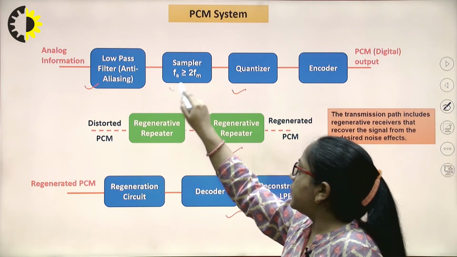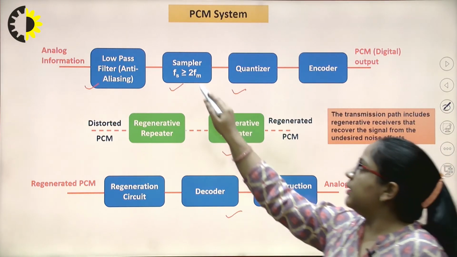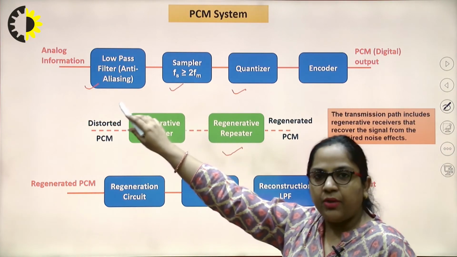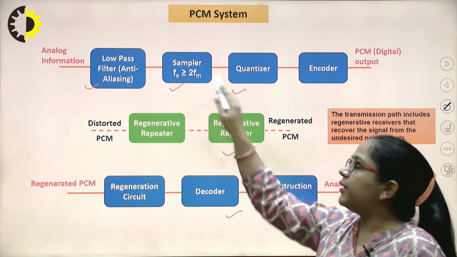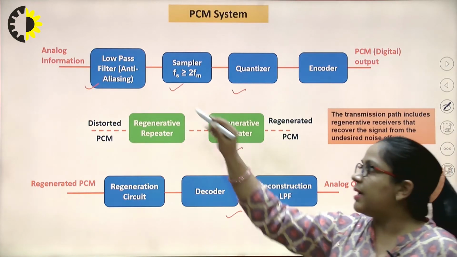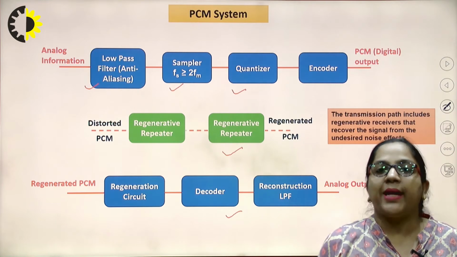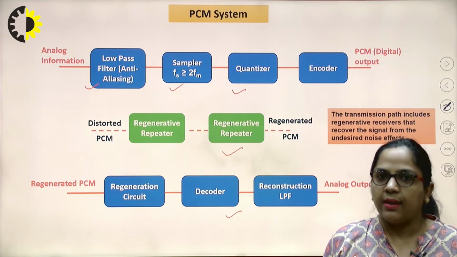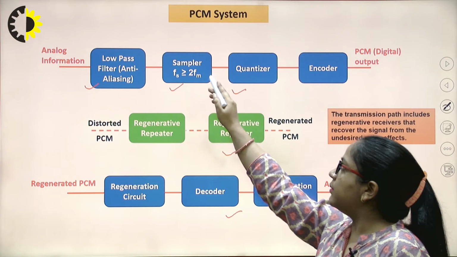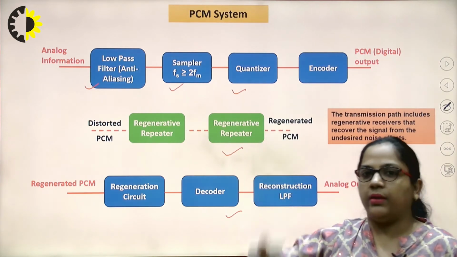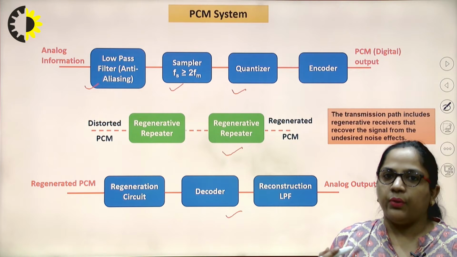This low pass filter will remove the unnecessary high frequency components present in the information. Then the next block in this process is the sampler. The sampler will perform the sampling of the incoming signal at a rate Fs greater than or equal to twice Fm. That is, the sampling frequency must be greater than or equal to twice the maximum frequency component present in the message signal, so that when we want to recover the information back from its samples, there will be no aliasing.